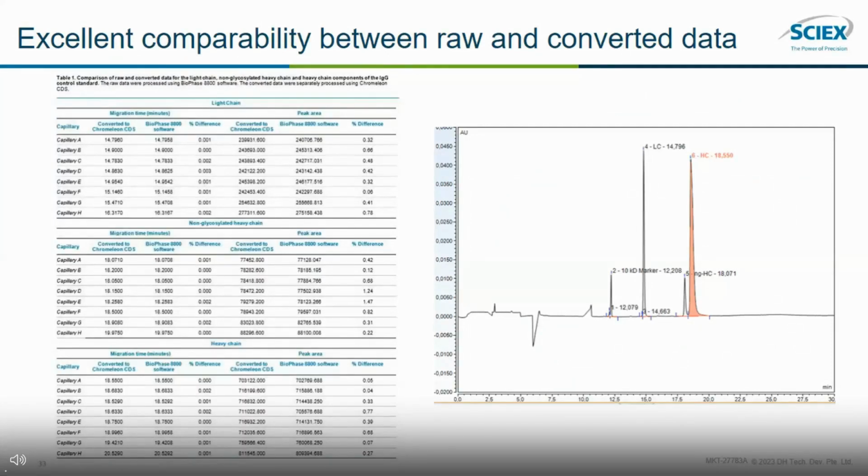Here, we show results analysis of the same data done and compared between both the BioPhase software and the Chromeleon software. We see less than 0.005% difference for migration time between the BioPhase and Chromeleon, and less than 1% difference in peak area of our light chains and heavy chains, and between 0.4 and 1.5% for our non-glycosylated heavy chains. These minor differences that we see are largely due to how integration is performed in the two software systems.